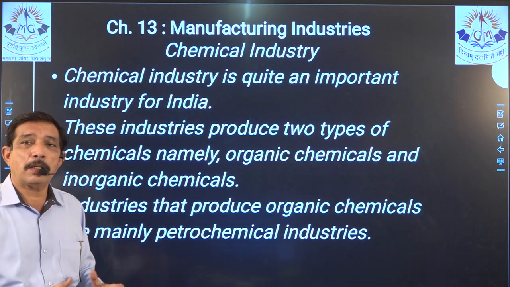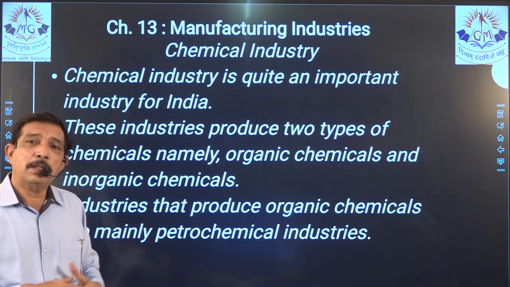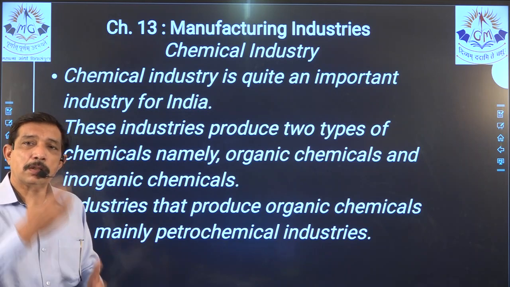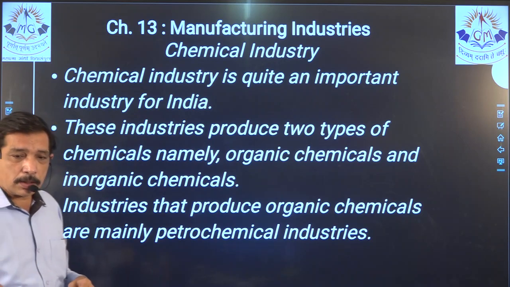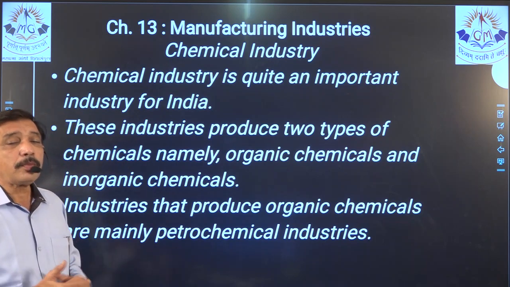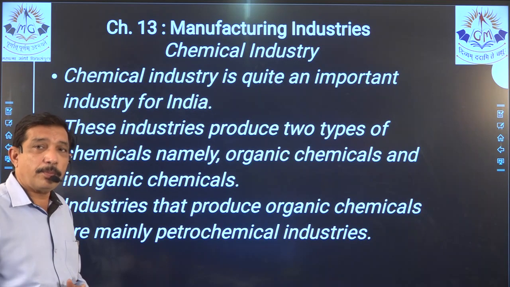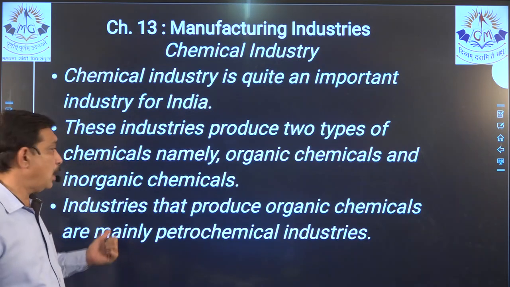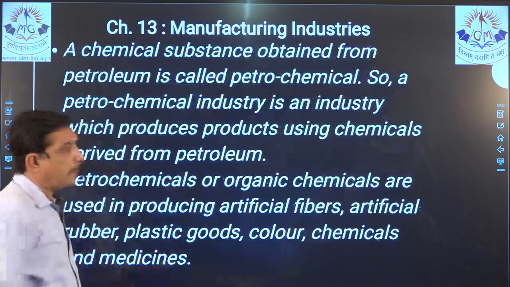Over a period of time, the carboniferous period, the water content evaporated, and because of the heat of the earth and pressure from the top, they got converted into a viscous liquid that we know as petroleum, right? So when we take out petroleum, lots of byproducts we get. The byproducts that we get from petroleum can be used in manufacturing chemical products. So industries that produce organic chemicals are mainly using the petrochemical industry.